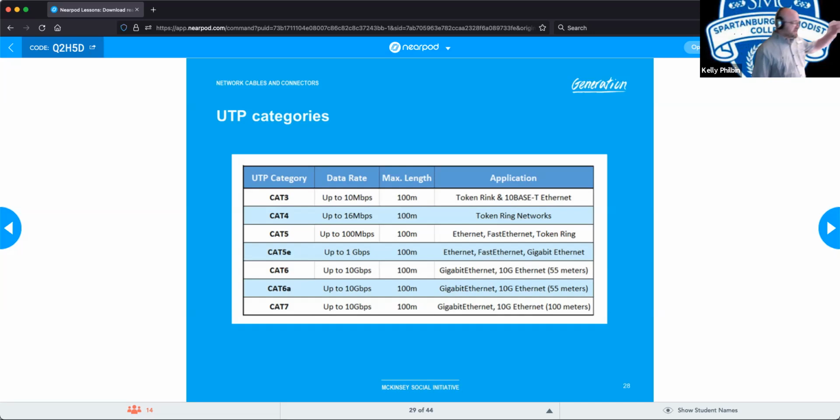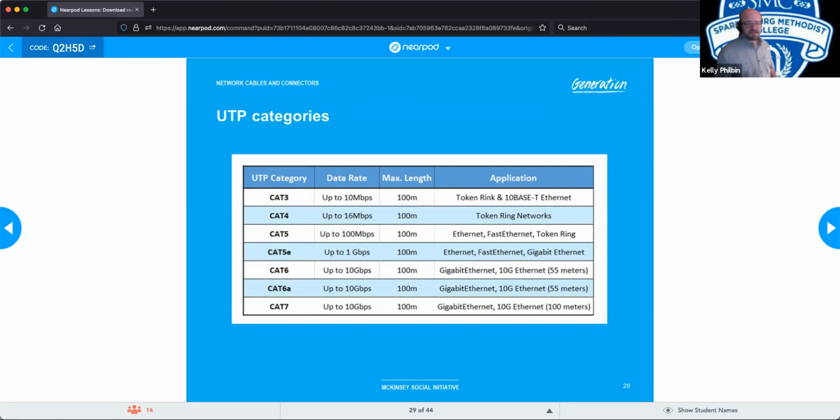So yes, but as the categories go higher, our transmission speeds go much faster. It does grow kind of exponentially, so you do want to be aware of that. Category 7 has not really been adopted yet, and that is a shielded medium at this point.